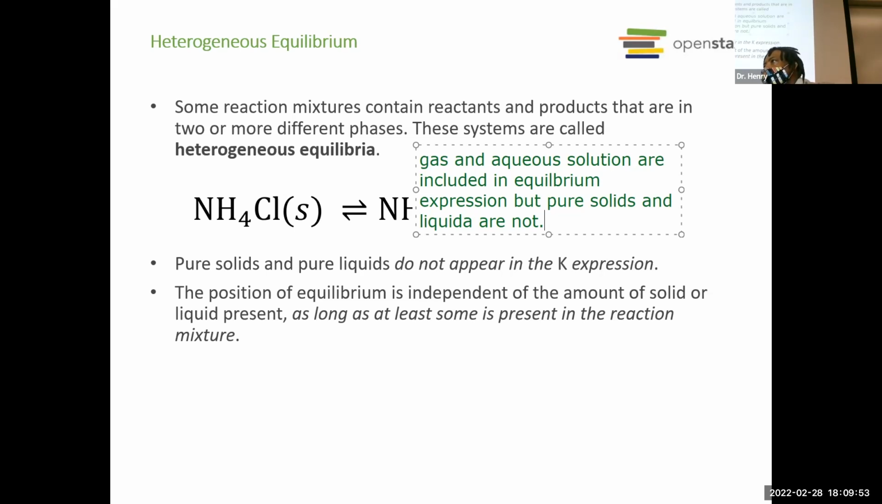So, in other words, those guys are involved in the reaction, but they're not going to be affecting the equilibrium. So the equilibrium is only going to be affected by those things that can make those minor changes. Okay. So the equilibrium position is going to be independent of the amount of solid or liquid that's present, as long as there's at least some present in our reaction. Now, if there's none present, then of course you're not going to be able to do anything. Okay.